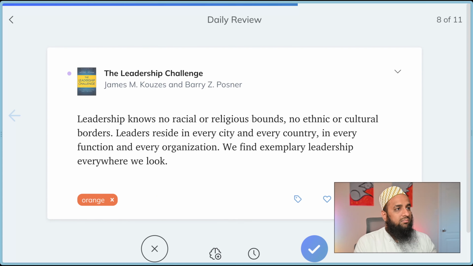Okay, let's move on. The Leadership Challenge. Leadership knows no racial or religious bounds, no ethnic or cultural borders. Leaders reside in every city and every country, in every function and every organization. We find exemplary leadership everywhere we look. The authors are not just saying it, they actually did studies in multiple countries and over a long period of time. I think maybe over 20 years or something like that. I don't remember. They came back with this: leadership is not defined for a certain group of people. There is no attribute like that. Everybody can be leaders. And this is mirrored in so many other books, like Extreme Ownership, where we discussed building leaders at all levels in your organization. They are leaders, and you treat them that way. If you're treating them as a hierarchical command and control structure, your organization is not going to get very far. So yeah, that's the highlight.